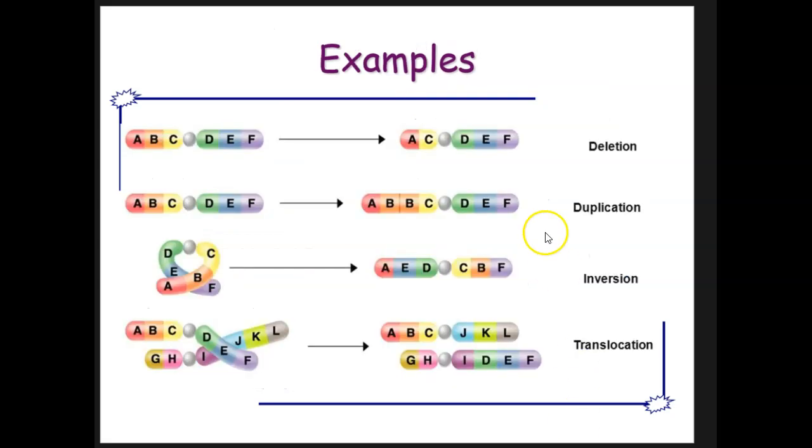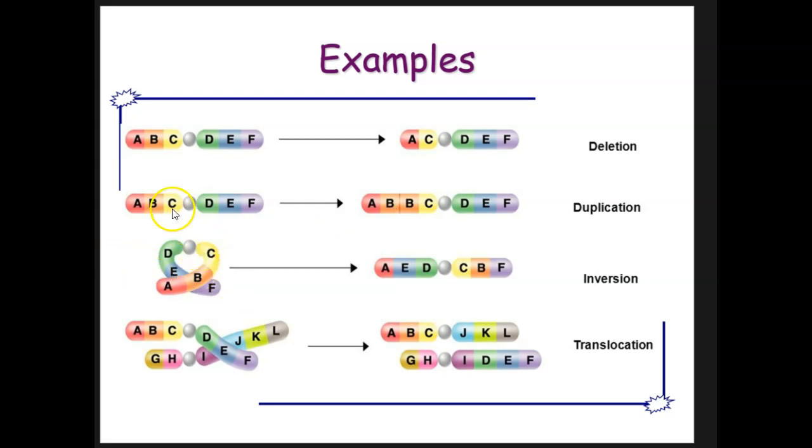So again, a deletion is a single chromosome mutation, and it's the loss of one or more genes. If you look here, here's your original chromosome, and in the new, mutated chromosome, gene B has been removed or deleted. If you look here, duplication, gene B has now been duplicated. It's a single chromosome mutation and the addition of one or more genes that are already present in the chromosome.